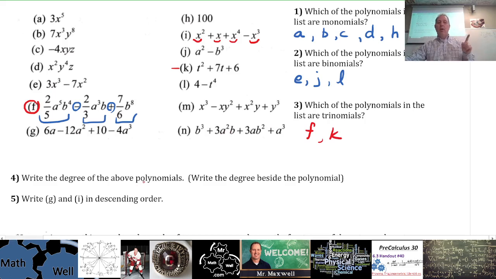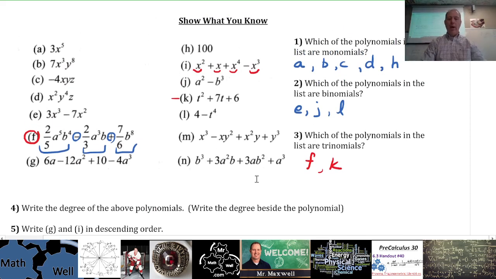All right, number 4, write the degree of the polynomials beside the polynomial. For those of you that haven't watched yesterday's lesson, we talked about degree of a polynomial, and that is the largest exponent on a single term, or it's the sum of the exponents for a single term in an expression, the largest. So the degree of A is 5, because it has one variable and the exponent is 5.